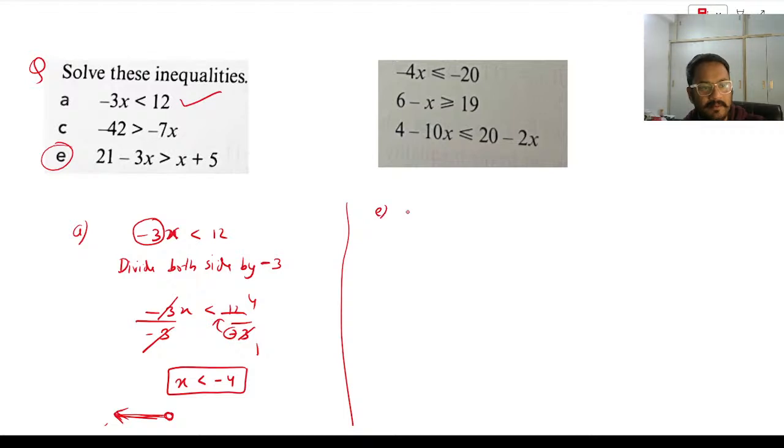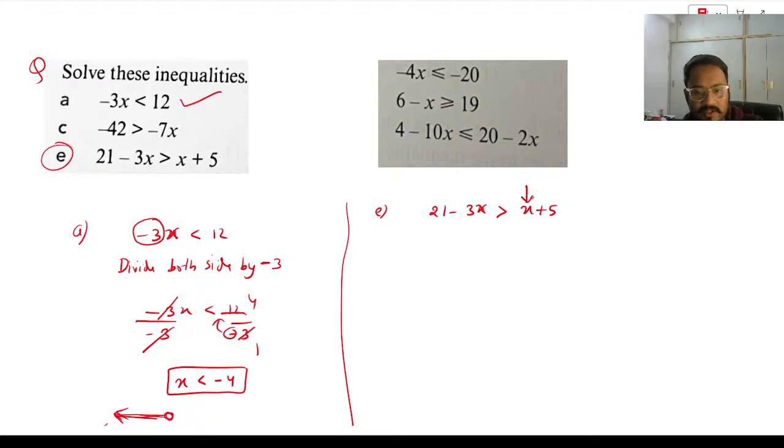So in the e part, it is written that 21 minus 3x is greater than x plus 5. What we generally do is, now see, there are 2x, 3x and x here. So I want to eliminate the x from any one side. Eliminating this x is easier, so I will write here, rest everything will be the same.